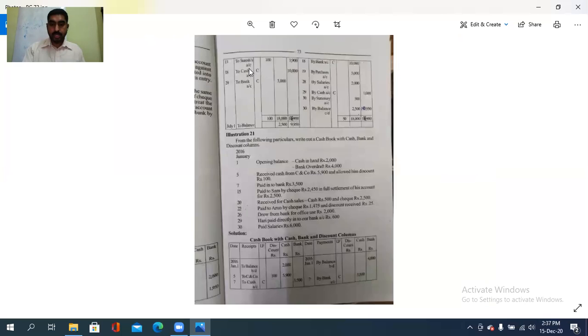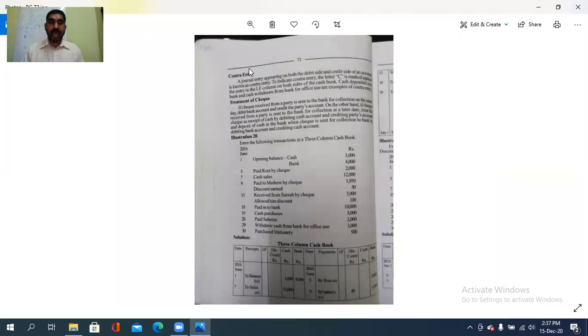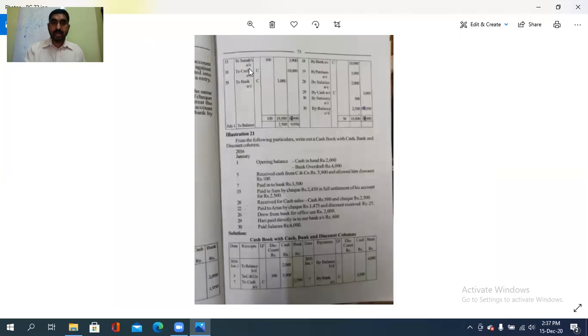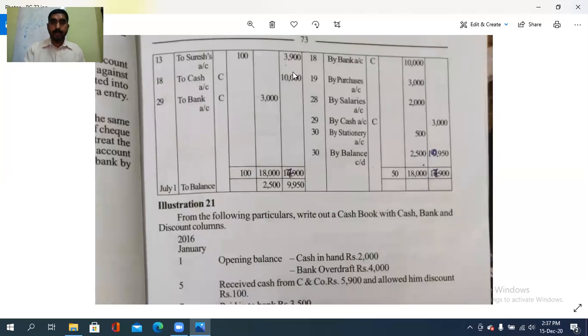And next, what is that? Paid into bank, deposit into bank. So bank account debtor to cash. See how the contra entry is coming. Look, paid into bank, bank account debtor to cash: in the bank column and by bank in the cash column. And this is the cash column. This is the cash column. And this is the bank column.